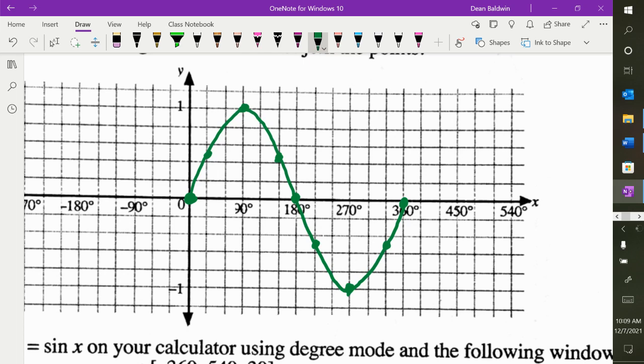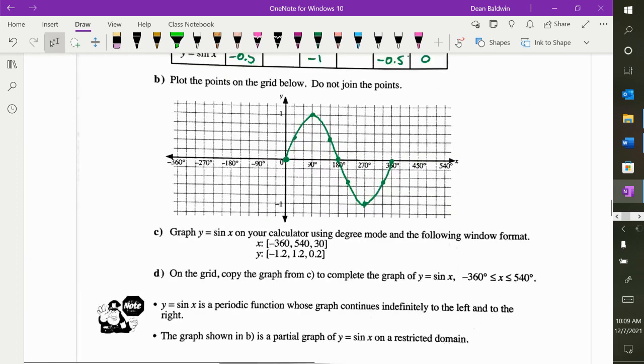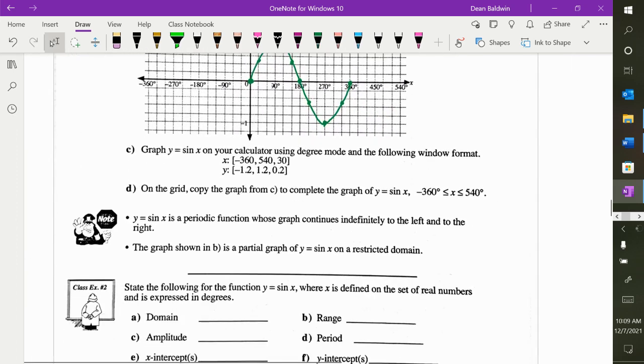That is the period. The period of this graph, if we go to the bottom, the period is 360 degrees. A sine graph repeats itself every 360 degrees.